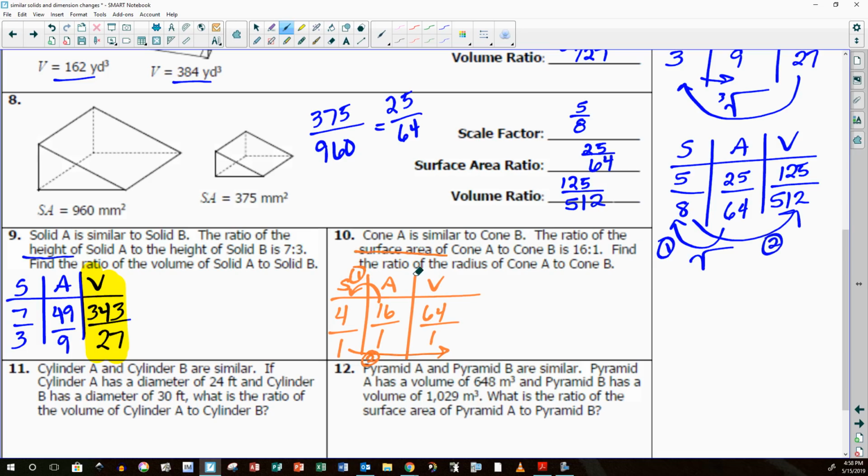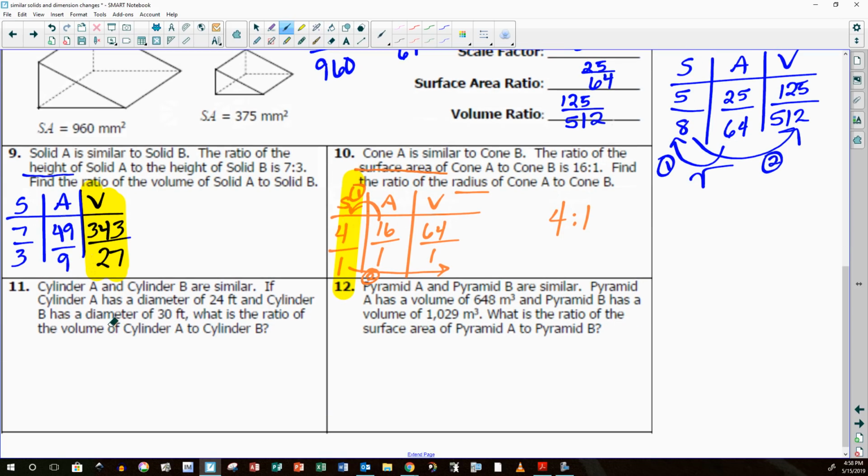So it says find the ratio of the radius. Well, remember the radius is one dimensional, so that means first column. So the answer to the question would be 4 to 1. So the ratio of the radius is 4 to 1. It's pretty simple.